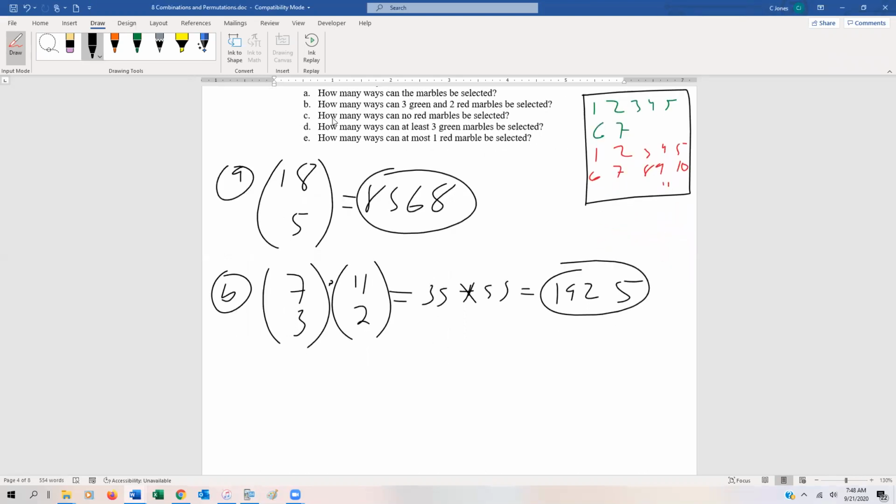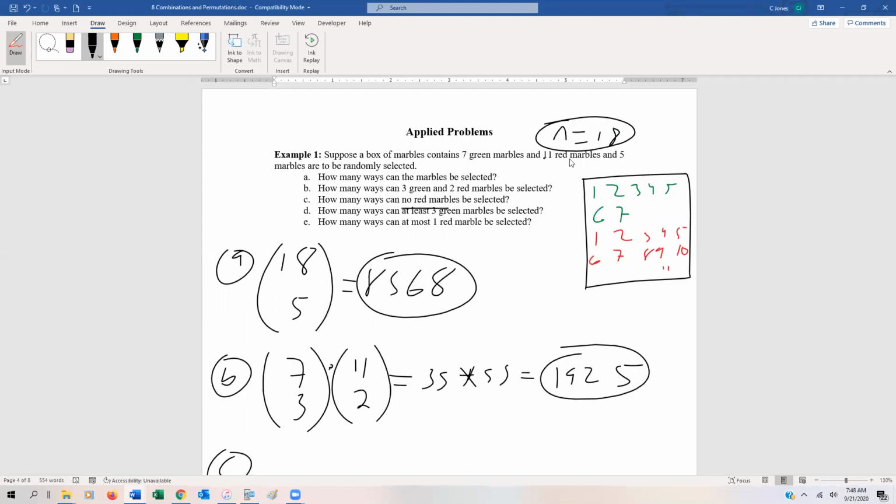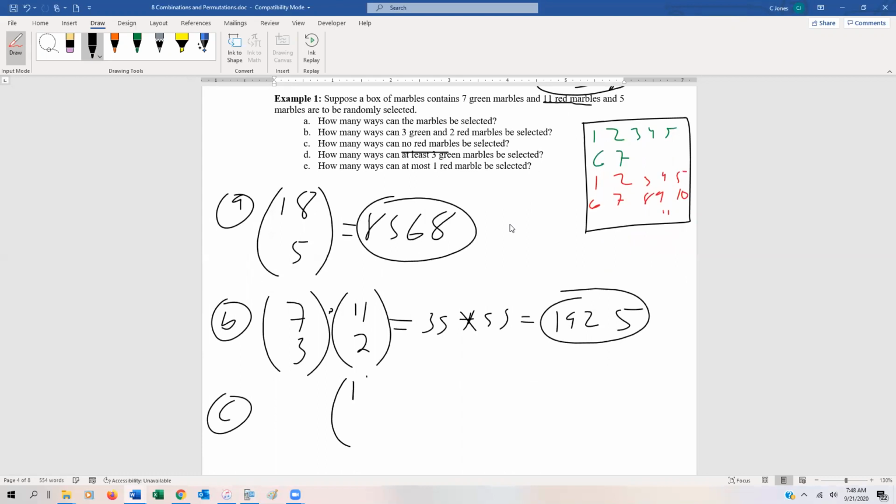Another example, letter C. How many ways can no red marbles be selected? So now this one, no red marbles. All right, so if we're picking the red, we know that there's 11 red marbles, and we want none of them. So we know right away that we're going to have 11, 0. But at the same time, doesn't that also implicitly mean that since we're picking 5 marbles, that all 5 of them have to be green?